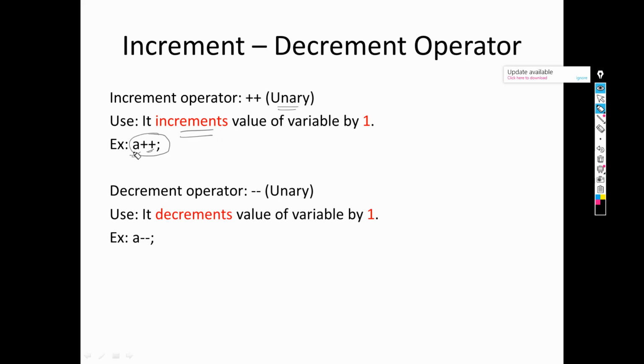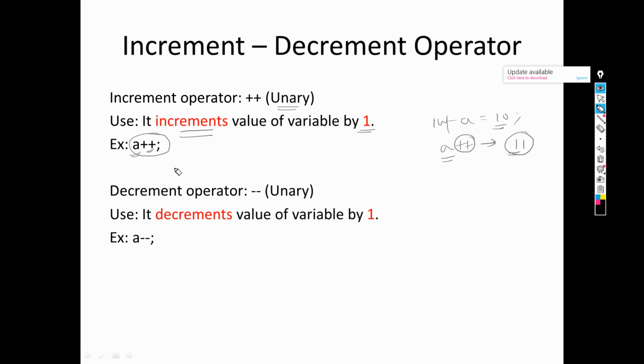So here you can see variable a is there. The value of a will be incremented by 1. It means that suppose we have integer a equals 10, and if I perform a plus plus, it gives me 11. So the value of a is incremented by one. If it is 10, now it is 11.